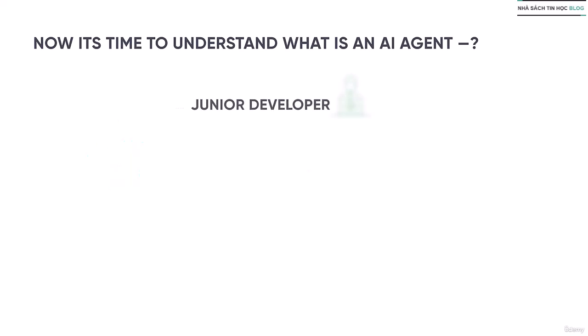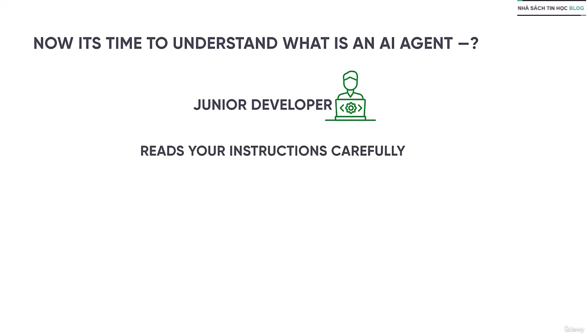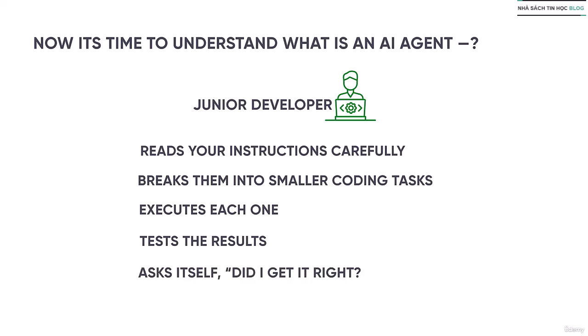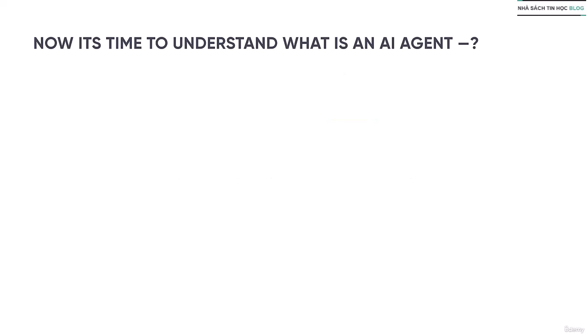You can think of it like a junior developer who reads your instructions carefully, breaks them into smaller coding tasks, executes each one, tests the results, and asks itself, did I get it right? If not, it revises, just like a human would. So, when we say agentic AI, we mean AI systems that can take actions, observe outcomes, and improve through feedback. That's what gives vibe coding its rhythm.